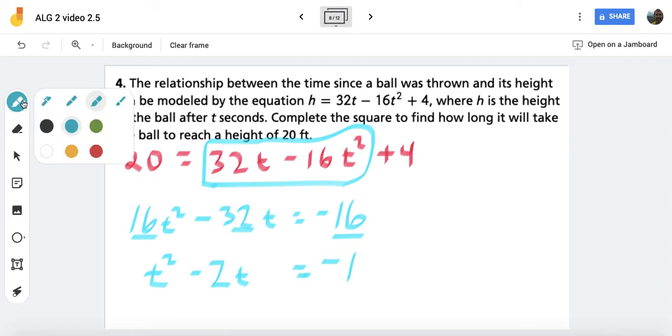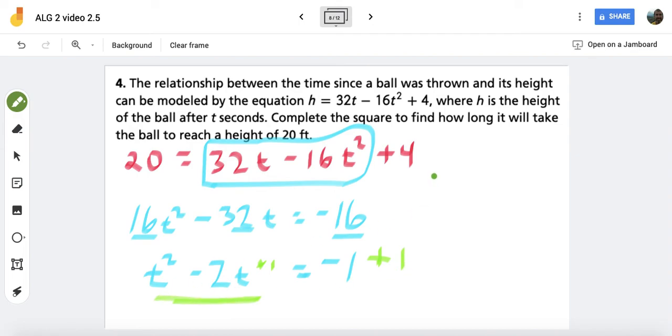So to complete the square, I need to cut this in half. So half of negative 2 is negative 1. Negative 1 squared is 1, so I'm going to add 1 to this side and add 1 to this side. That's going to give me a perfect square over here. The perfect square is t minus 1. And that will equal negative 1 plus 1. That comes out to 0.